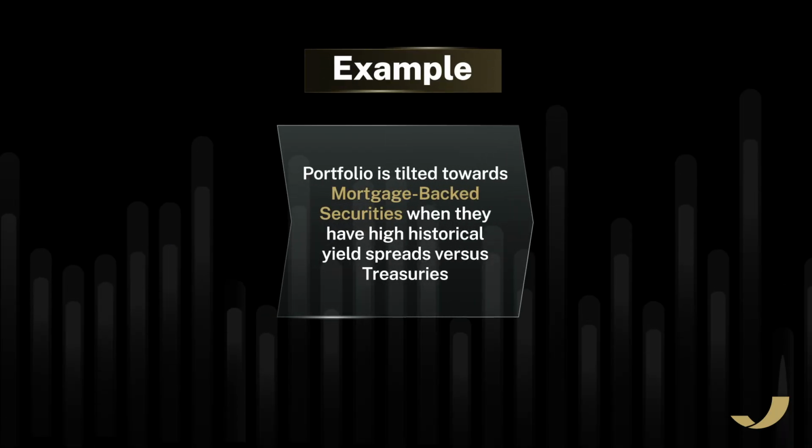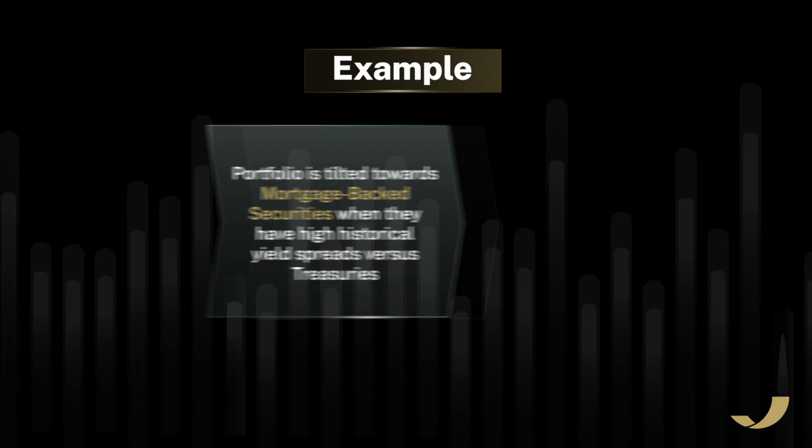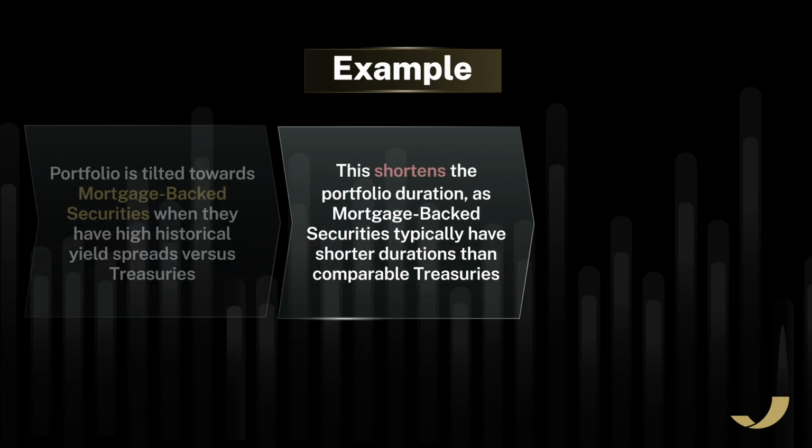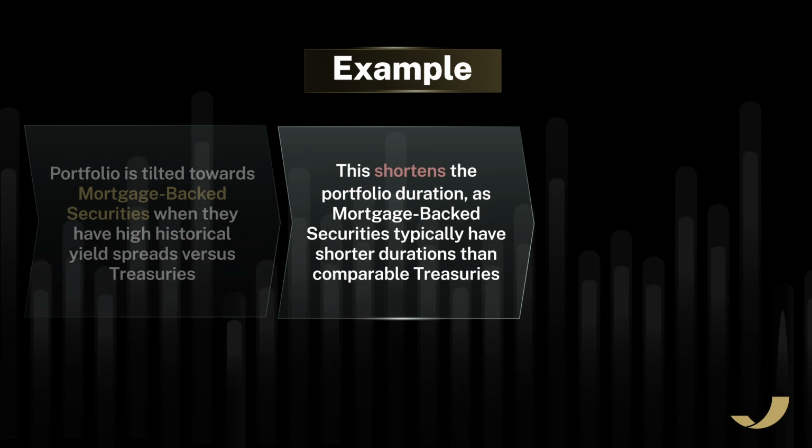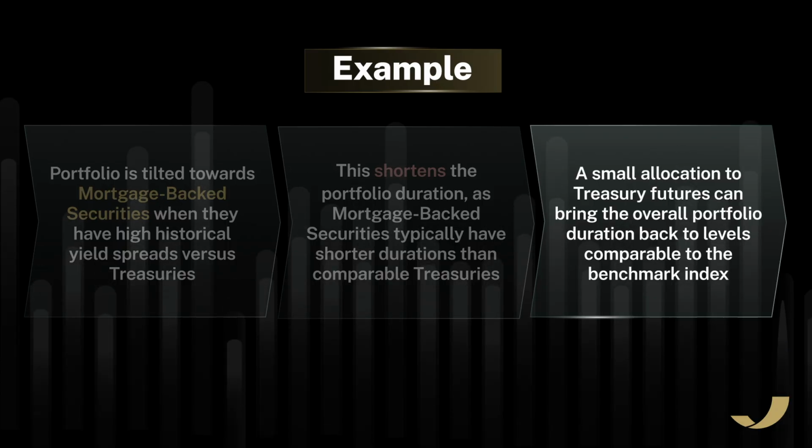The portfolio is tilted towards mortgage-backed securities when they have high historical yield spreads versus Treasuries. But this shortens the overall portfolio duration, as mortgage-backed securities typically have shorter durations than comparable Treasuries. A small allocation to Treasury futures can bring the overall portfolio duration back to levels comparable to the benchmark index.